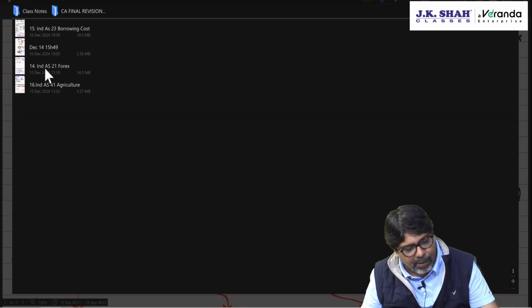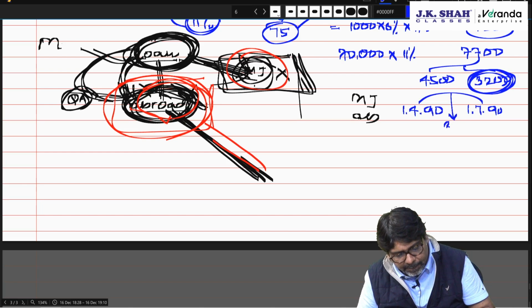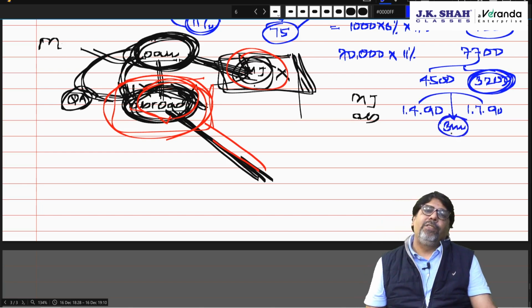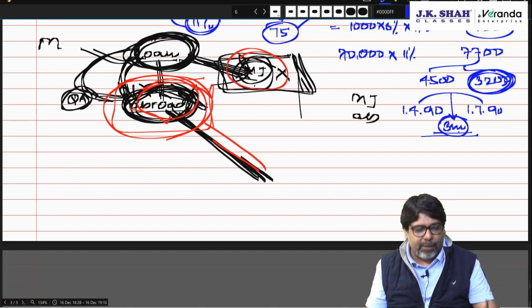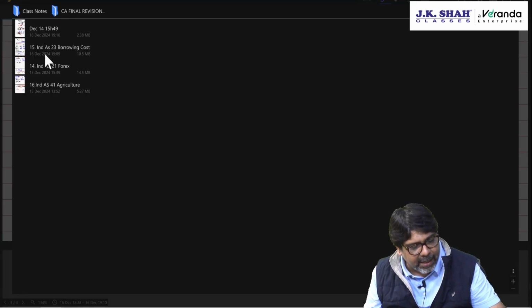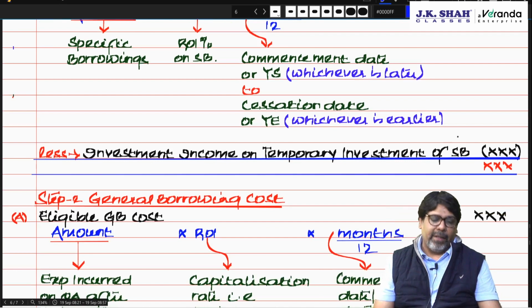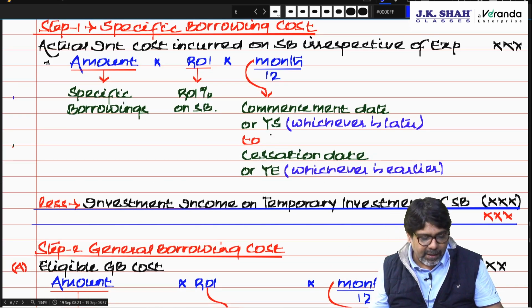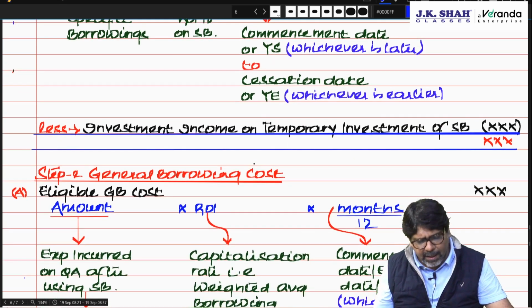Then in that time period, suppose you took a loan on 1/4/90. Construction started on 1/7/90. So for these 3 months you have used the loan, invested somewhere, and in these 3 months you earned interest. So from the total borrowing cost, you subtract these 3 months of interest, because this is a specific borrowing. Investment income on temporary investment of specific borrowing. So you will calculate borrowing cost like this: year start to year end, minus the idle period where you invested. Am I clear? Yes, sir.